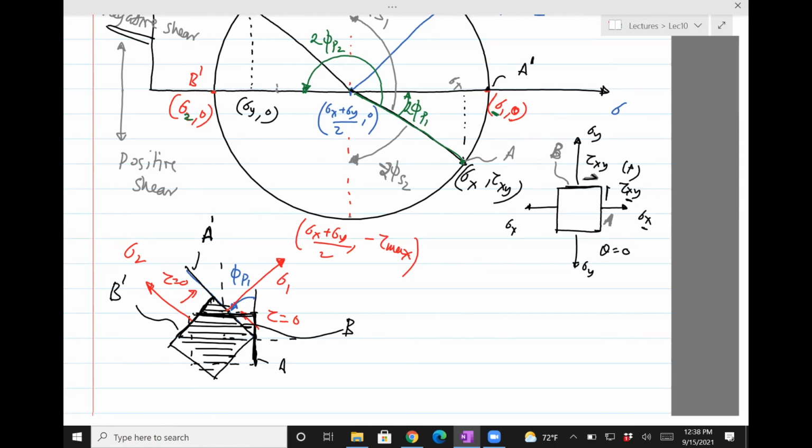So if the weld, for example, in our previous beam problem was at an angle of phi p1, then we could say that the shear stress would be 0 and the normal stress would be sigma 1 and sigma 2.